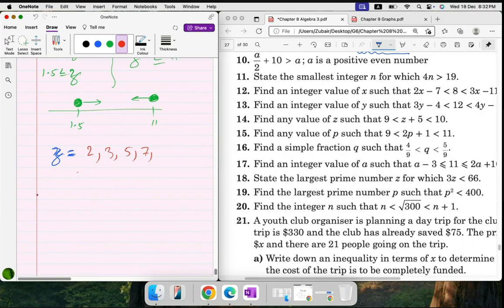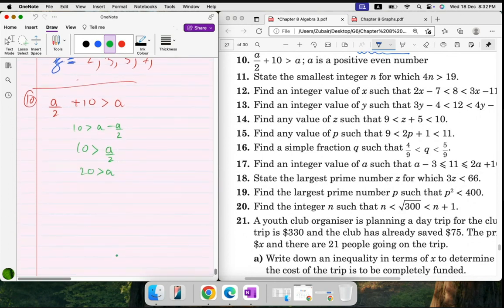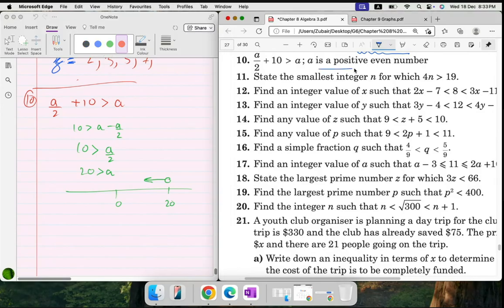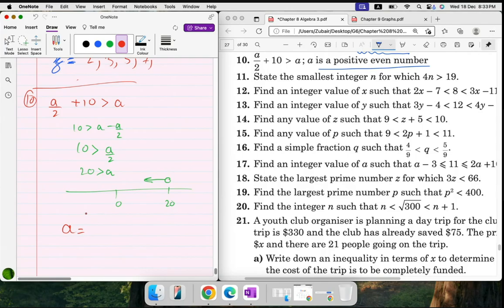Number 10. A by 2 plus 10 is greater than A. So 10 is less than A minus A by 2. 10 is greater than A by 2. 2 multiplies on the other side and A is less than 20. This is 0 for reference. This is 20 and A is less than 20, not included. And it says A is positive even number. Any number positive and less than 20 and even.